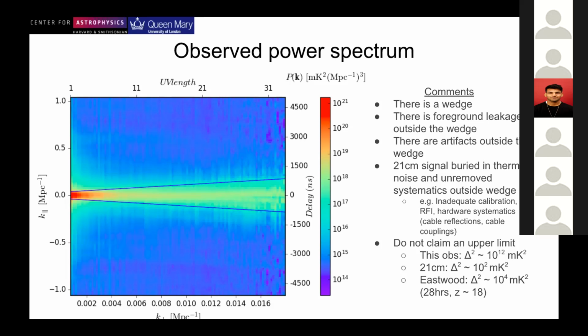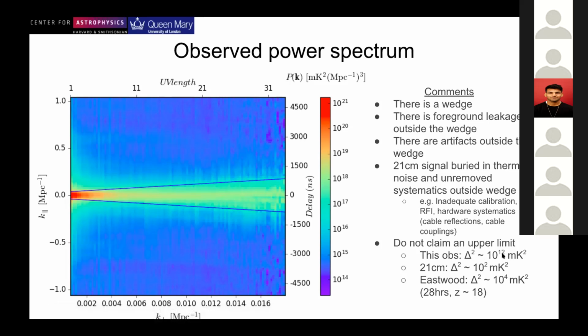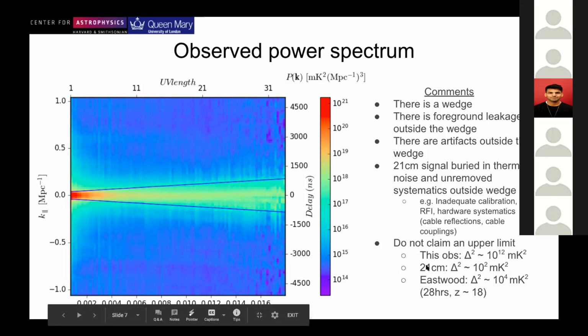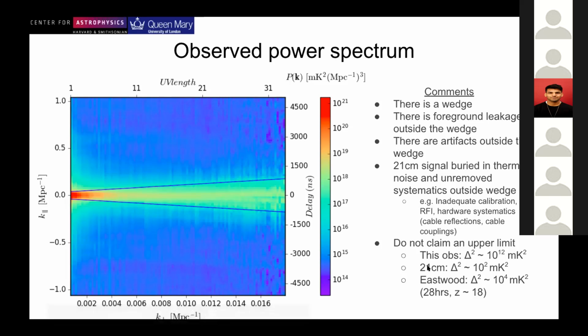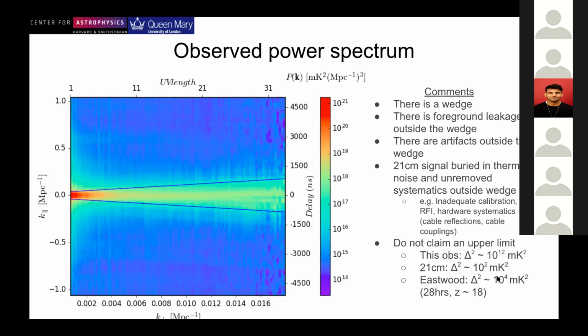This observation will give us a delta squared at about 10 to the 12 milli-K squared. That's way above the expected value of the 21 centimeter signal at 10 squared milli-K squared. Mike Eastwood found a level of 10 to the 4 milli-K squared. So that's far below what we've got, but that was 28 hours of data and at a different redshift.